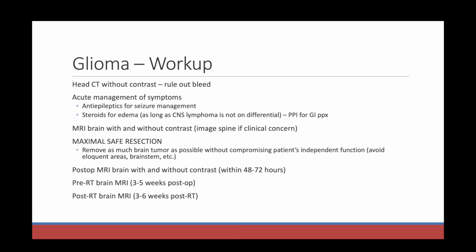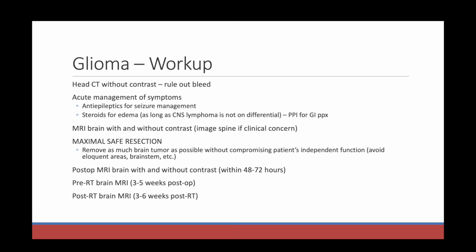And once we do that maximal safe resection, we want to get a post-operative brain MRI with and without contrast very quickly, within 48 to 72 hours post-operatively. The reason for this is that blood products after surgery, when they mature, can appear bright on MRI. And if we wait too long, then those bright blood products may look like residual tumor. So to best be able to characterize whether or not the patient had a gross total resection, whether there's residual tumor after surgery, it's best to get that post-operative brain MRI within 24 to 48 hours ideally.